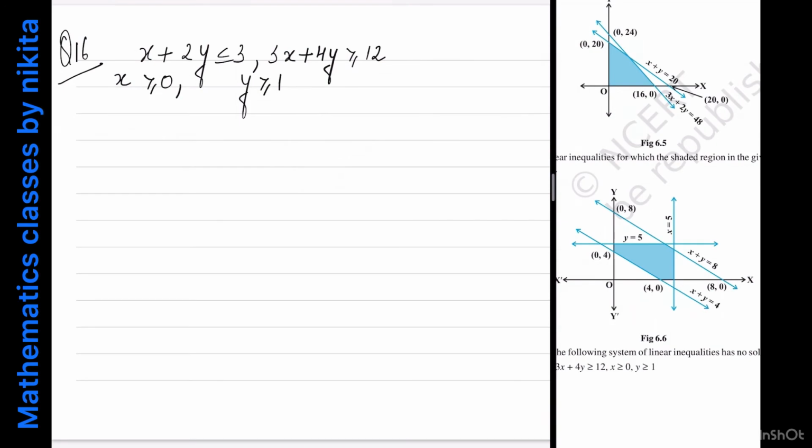Now first let us consider, you have to take the lines first. पहले आपको lines plot करनी है. So let's take this line. तो इस line को plot करने के लिए I have to make a table of values. So x and y. So when x is 0, you will get your y as 1.5 and when y is 0, you will get your x as 3. So these are very typical values. So we take the values on the x and y axis, because on the x axis y is 0, on the y axis your x coordinate is 0. So let's plot this.